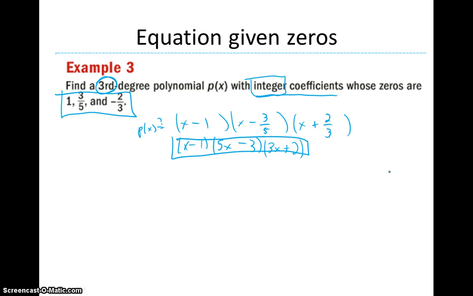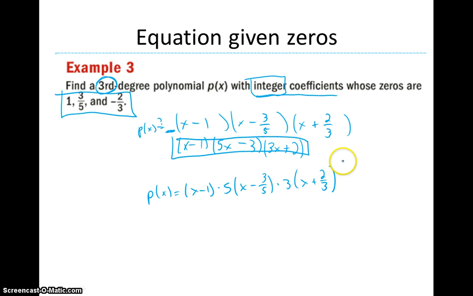But what we talked about in the last slide was we could put a constant in front here, and these will still be the factors. They will still give us the zeros when we plug in these three values. So what we can do is put some constants in here that clear those fractions. I'm going to make p of x, so x minus 1 is good. What I'm going to do is sneak in a 5 here and multiply it by x minus 3/5. And then I'm going to sneak in a 3 as well, times x plus 2/3.